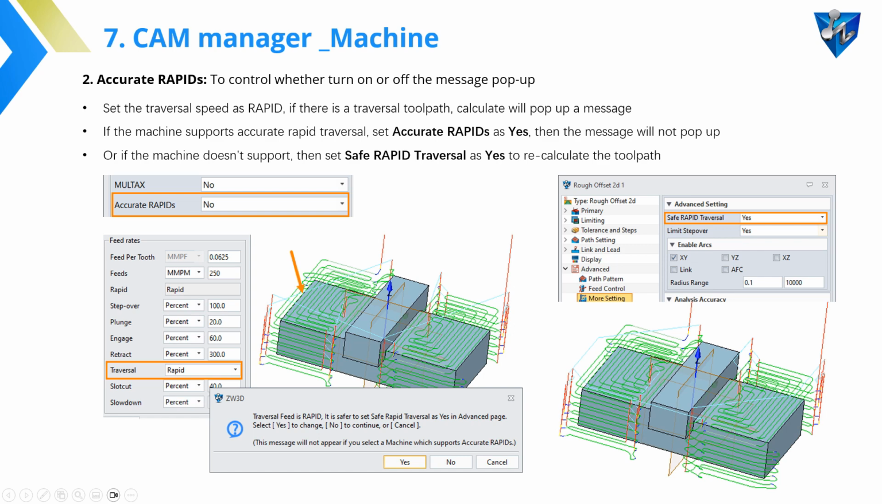If the machine doesn't support accurate rapid traversal, it will not follow the exact traversal toolpath. The message will pop up to warn us, and we can follow the message to click yes to set safe rapid traversal as yes, which will update the toolpath as safe. Let's check in ZW3D directly.